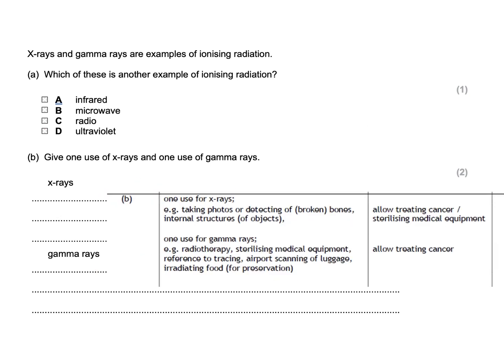And if we check these against our mark scheme, we see that one of the uses of X-rays is for taking photos of detecting broken bones or internal structures, i.e. medical imaging, and one use for gamma rays is sterilizing medical equipment, radiotherapy, reference to tracing, airport scanning of luggage, or irradiating food, and they also allow treatment for cancer. And with that, that is the entire EM spectrum topic done.